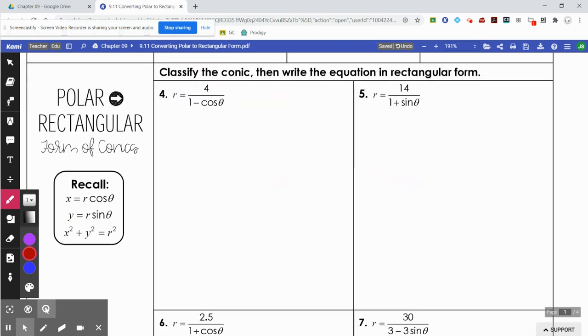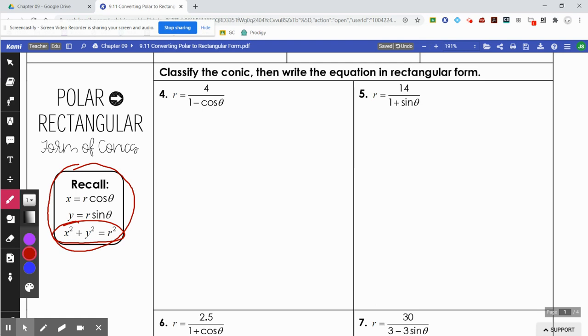Okay, in the next section, we're going to be changing from polar to rectangular forms. Now here, let's recall that x is the same thing as r times cosine theta because cosine of theta is x over r. Same thing for sine is y over r, so therefore y is r sine theta. And then by the Pythagorean theorem, x squared plus y squared will always equal r squared. So let's go ahead and see if we can change these. So here's the first thing that I would do.